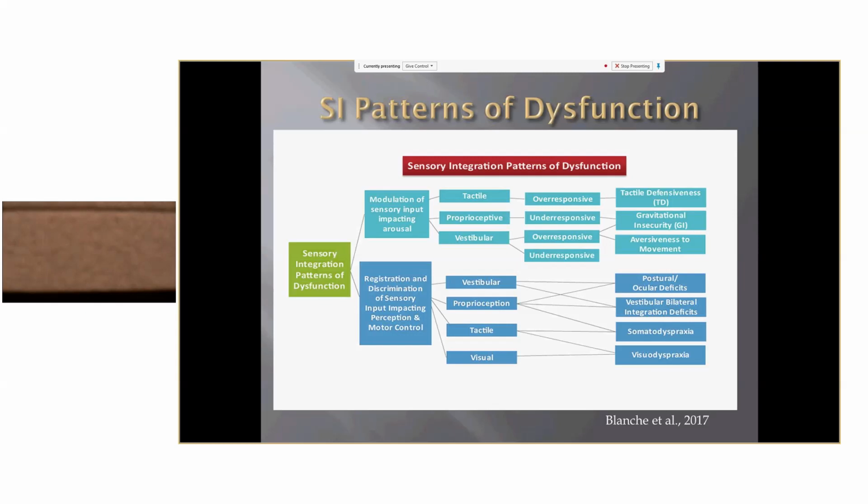So back to our chart. Those are the things that we talked about with the registration and discrimination, vestibular postural ocular deficits, vestibular bilateral integration, and then the modulation. We have the over and under responsive.